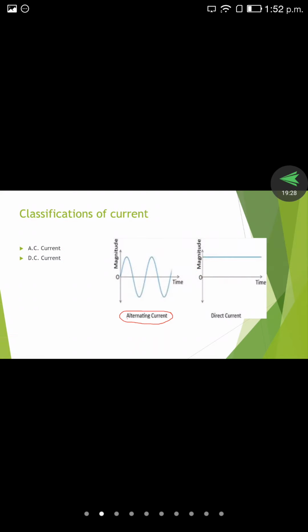The word itself says alternate. Alternate means it continuously varies. In direct current there is no change of direction, there is no alternating, so it reaches the destination directly. So these are the differences between AC and DC.